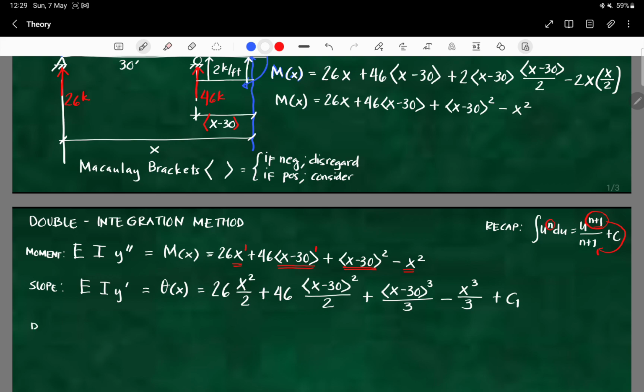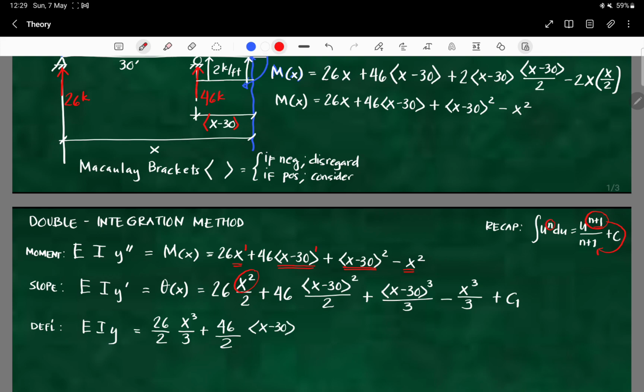And for deflection naman, integrate natin to. So, makukuha natin yung EI y. Yung y yung deflection. Okay? So, integrate natin to. Ilabas ko ulit yung mga constant. Itong 26 divided by 2. So, yung integrate ko na lang itong x squared na yan, so I have x plus 1 cube, ibaba mo yung cube. Next is itong 46 divided by 2. So, you have x minus 30.